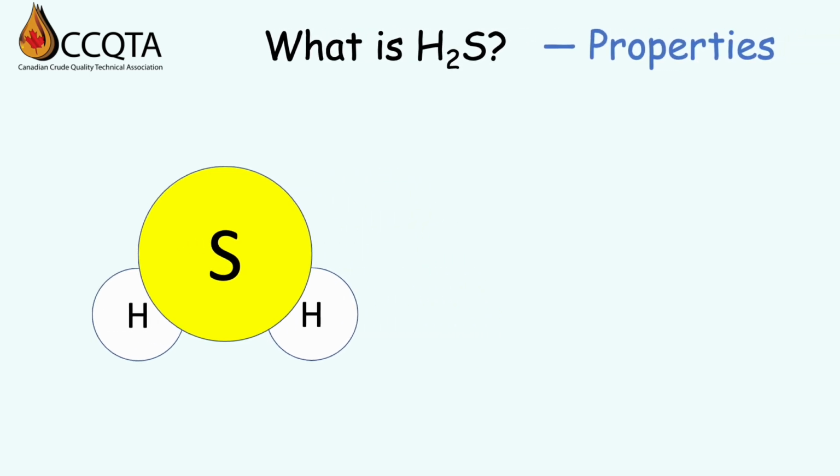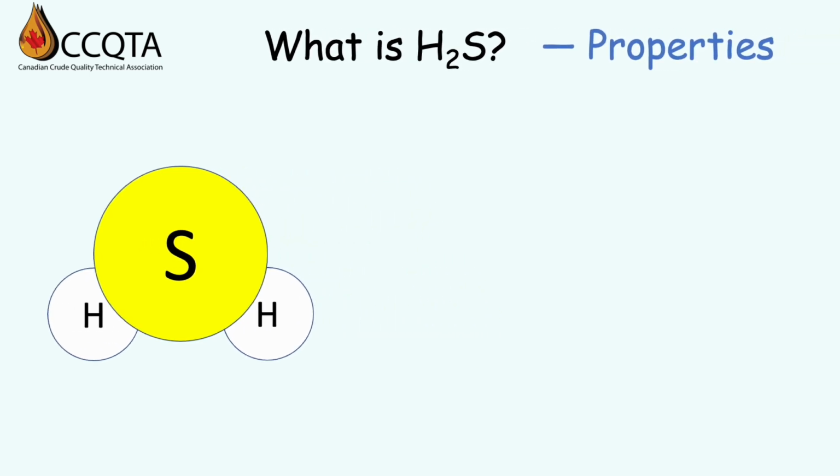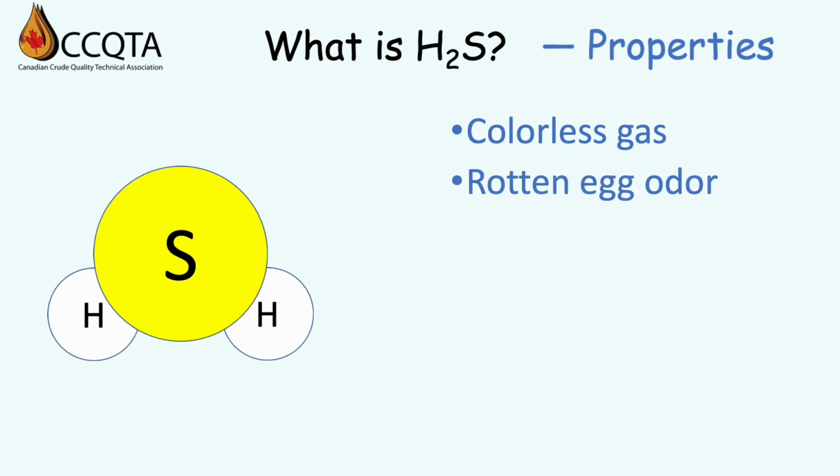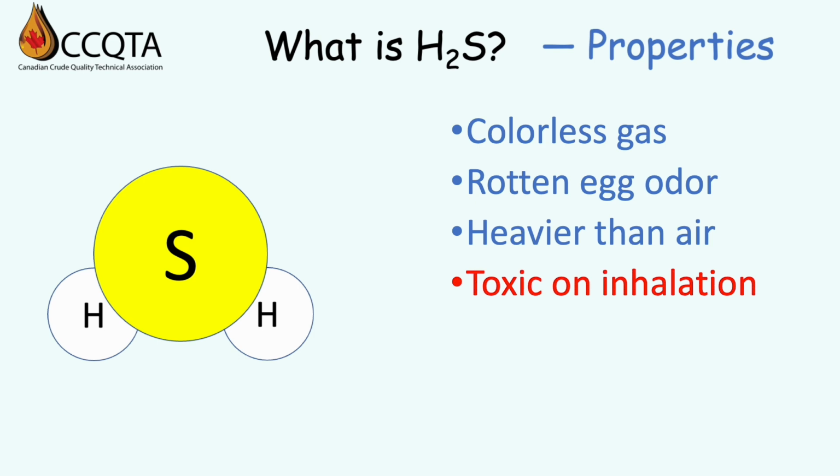Let's look at the physical properties of H2S. It is normally encountered as a colorless gas. It has a characteristic rotten egg smell at low levels. However, at higher levels, it can quickly impair your sense of smell, so it's not detected. The density is 1.19 relative to air, so this means that it's heavier than air, so it tends to accumulate in low areas. With sufficient concentration, it is highly toxic on inhalation.